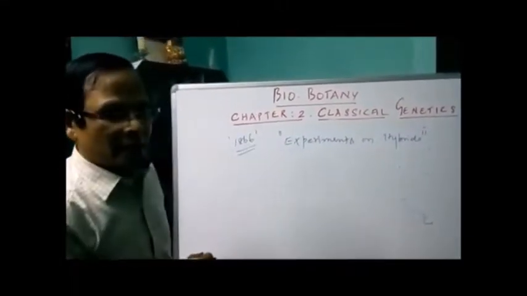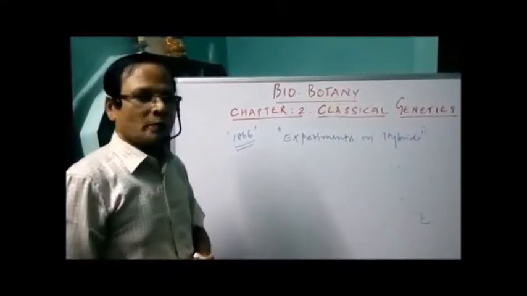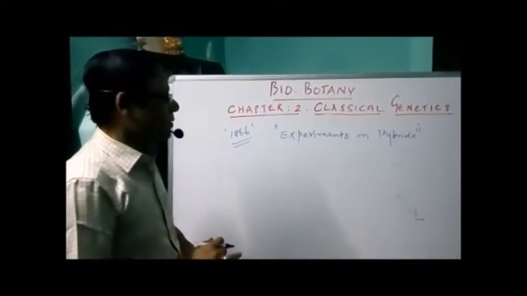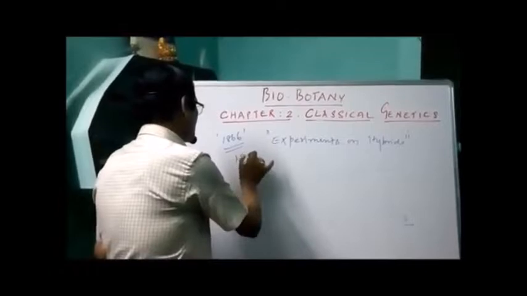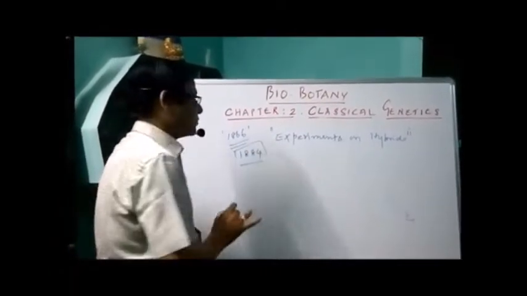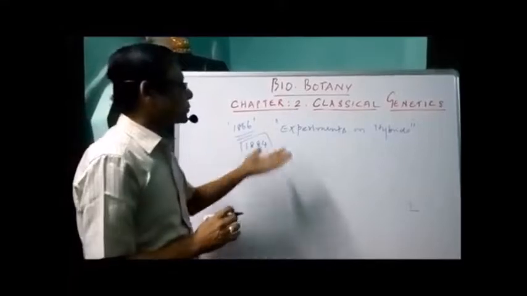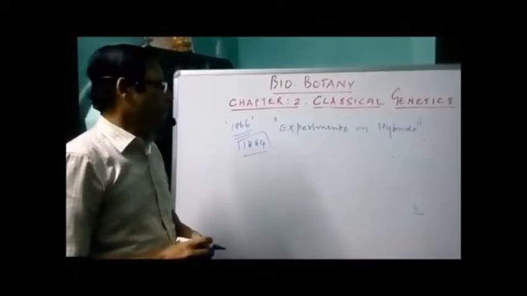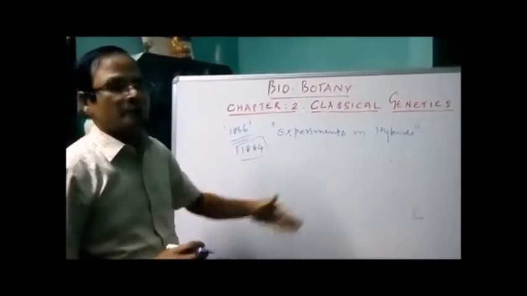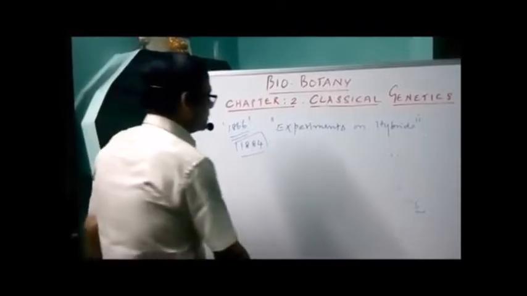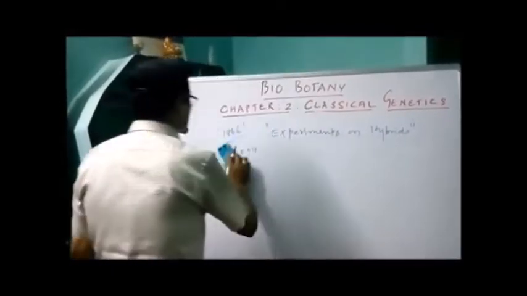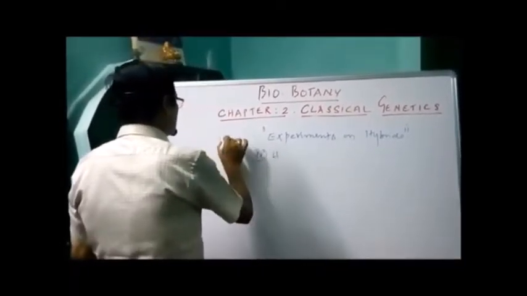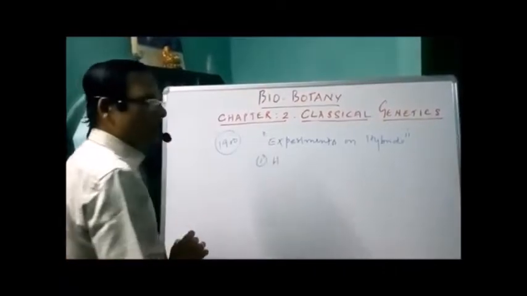But his analysis was not exposed to the public. So without his experimental analysis exposed to the public, he died in 1884. Whether his publication was exposed to the public or not, in 1900 three different people rediscovered Mendel's principles. So it was rediscovered only in 1900 by three people.